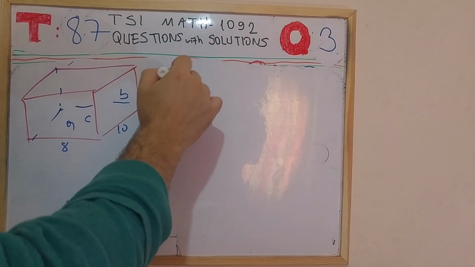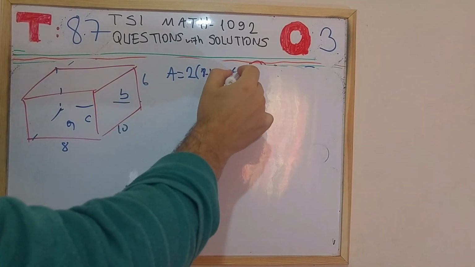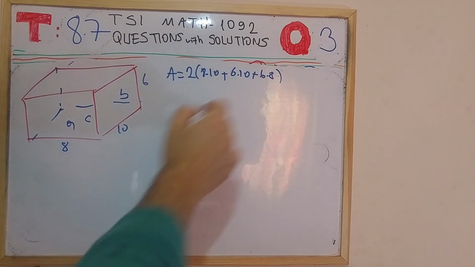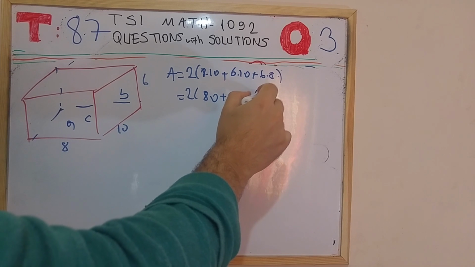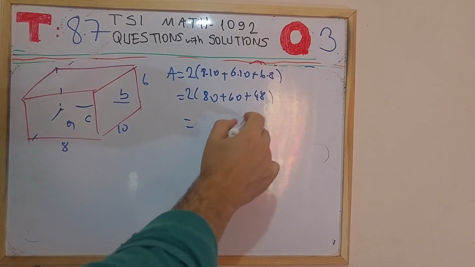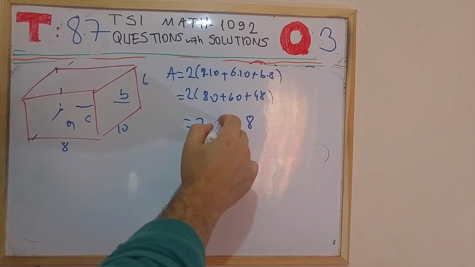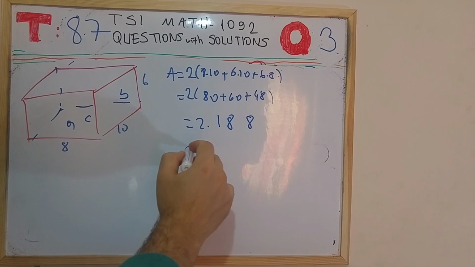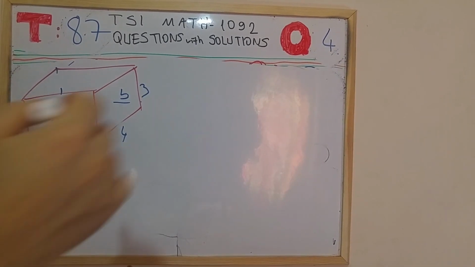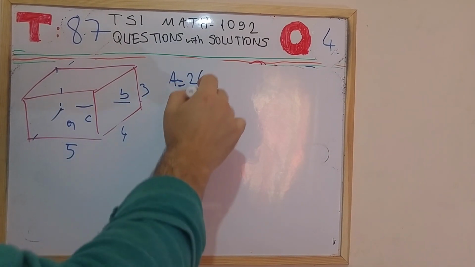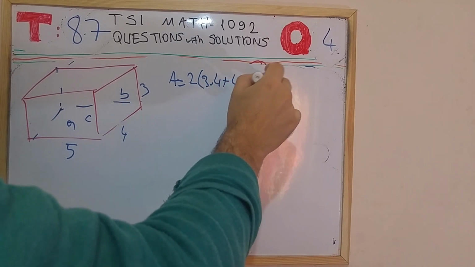The surface area would be equal to 2 times 8 times 10 plus 6 times 10 plus 6 times 8. That is equal to 2 times 80 plus 60 plus 48. And this is equal to 2 times 188, which is equal to 376.